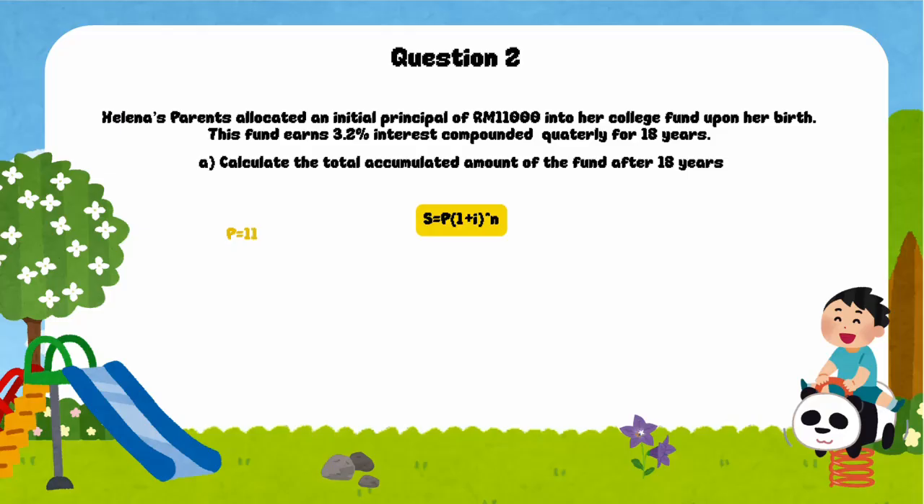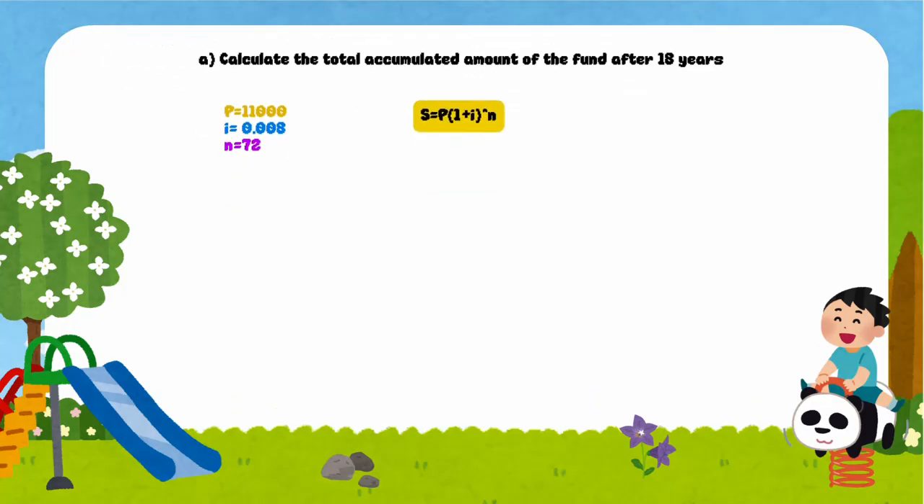We are already given the values: P is 11,000, I is 0.008, and N is 72. So now I substitute the values into the formula: S equals 11,000 times 1.008 to the power of 72. Then we get the total accumulated amount after 18 years.